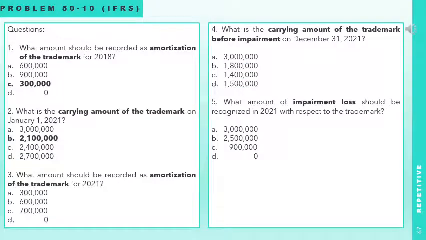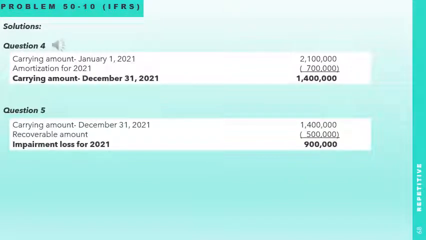Thank you. At para po sa question number 4, ang hinahanap po natin ay yung carrying amount ng trademark before the impairment on December 31, 2021. Ang kailangan natin ay yung carrying amount ng January 1, 2021, which is nakuha na sa question number 2. So, meron tayong carrying amount na 2,100,000. Then, ang isa pa natin kailangan ay yung amortization for 2021 na nakuha na rin sa previous questions na amounting to 700,000. Ang gagawin is ileless lang natin yung amortization doon sa carrying amount. So, 2.1 million less 700,000, makukuha natin yung carrying amount ng trademark bago ang impairment sa December 31, 2021 na 1.4 million pesos, letter C.